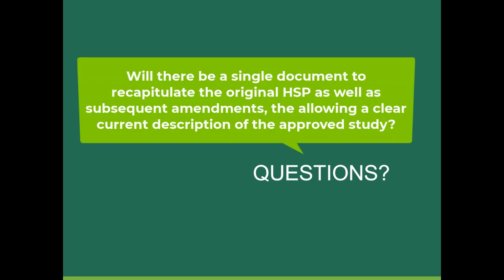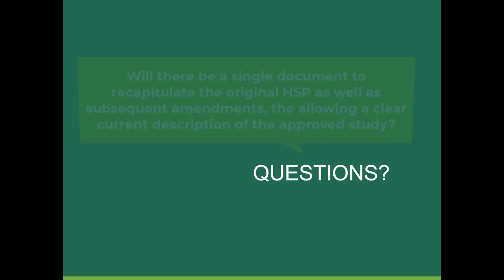Okay, we have a question. Will there be a single document to recapitulate the original HSP as well as subsequent amendments, allowing a clear, current description of the approved study? So going forward, if you've submitted your initial application on the ePortfolio, that form will be updated at each amendment, and that will be your single form. So the ePortfolio is replacing the HSP, and it will be a living document that's updated each time. Okay.